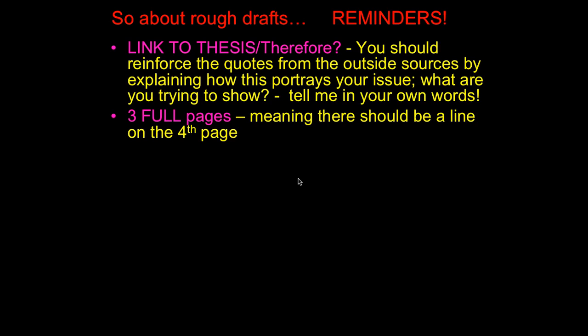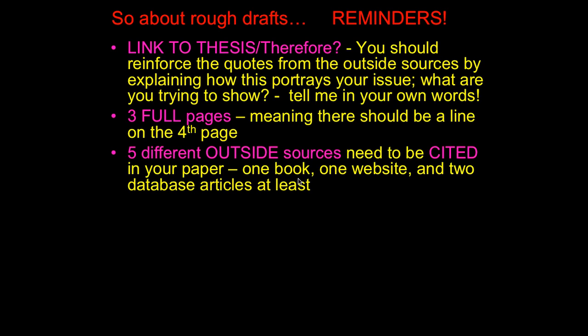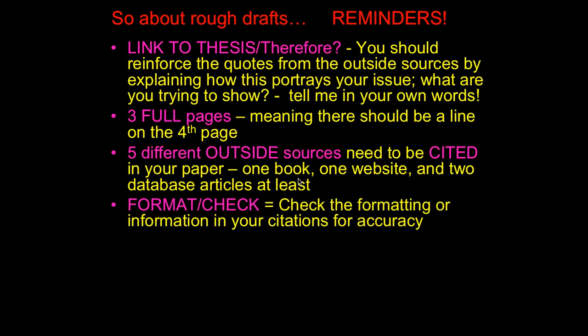For English 9, you want to make sure that you're hitting a full 3 pages. If you are in English 9 Honors, remember you're hitting a full 4 pages, meaning there should be a line on the 5th page. Check out the specifics on your checklist to make sure that you have them right. You also need 5 different outside sources actually cited in your paper. You need 1 book, 1 approved website, and 2 database articles at least. If you don't have 5 outside sources in your paper, you need to add them in for your final draft.